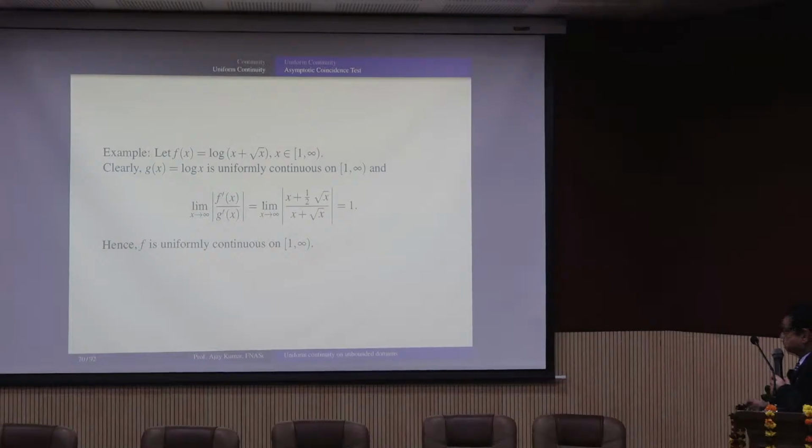Say I have f(x) = log x + root x. This seems to be a difficult function, but we can manage it. x belongs to 1 to infinity. Take g(x) = log x. Log x is uniformly continuous. Take the derivative and the limit is 1. So it says g is uniformly continuous, so f is also uniformly continuous.